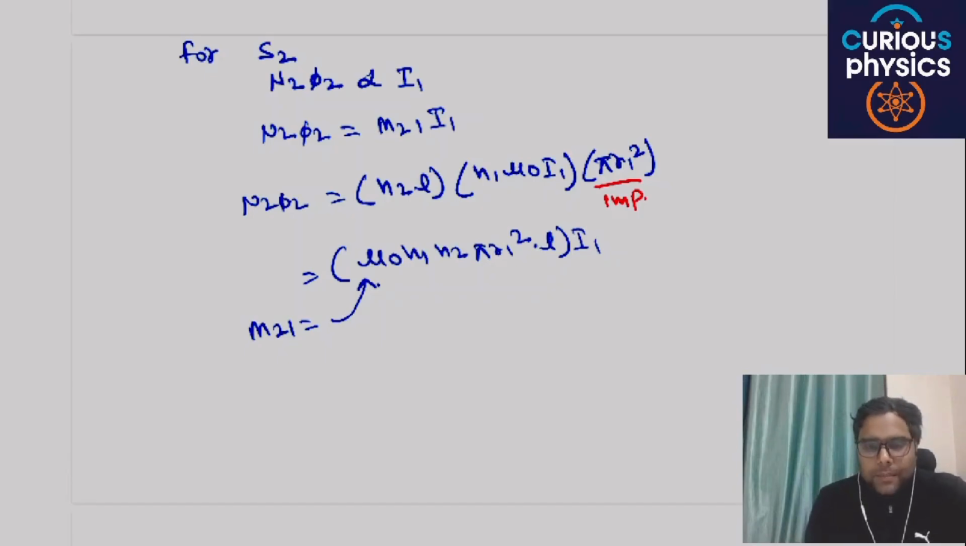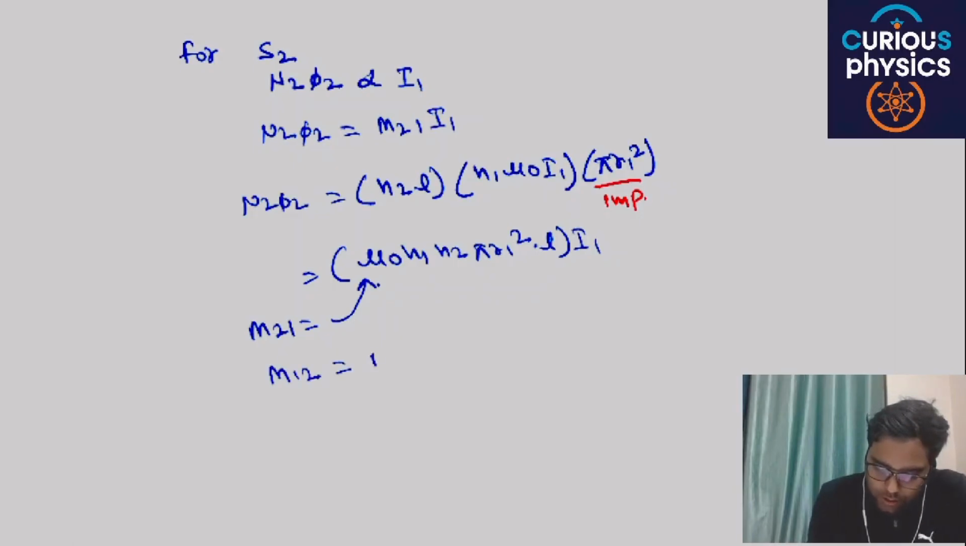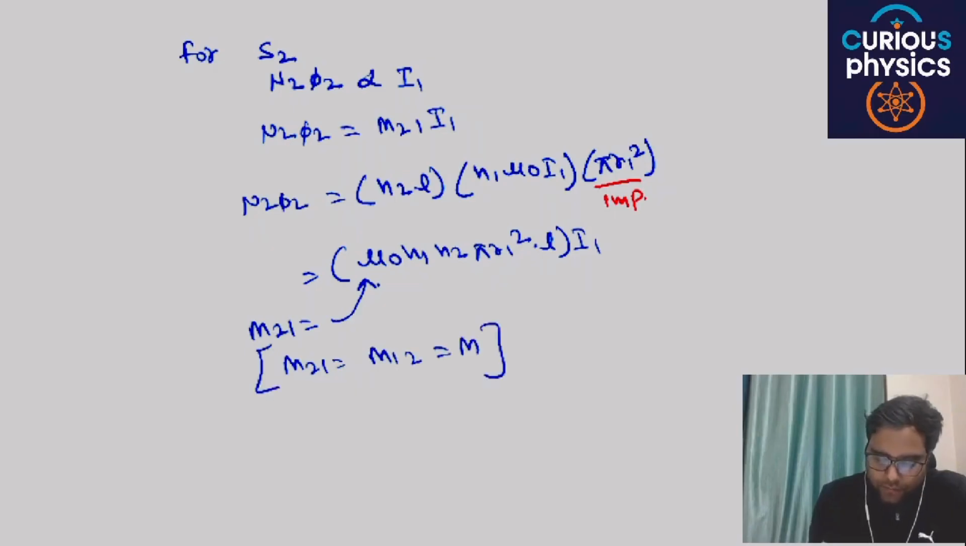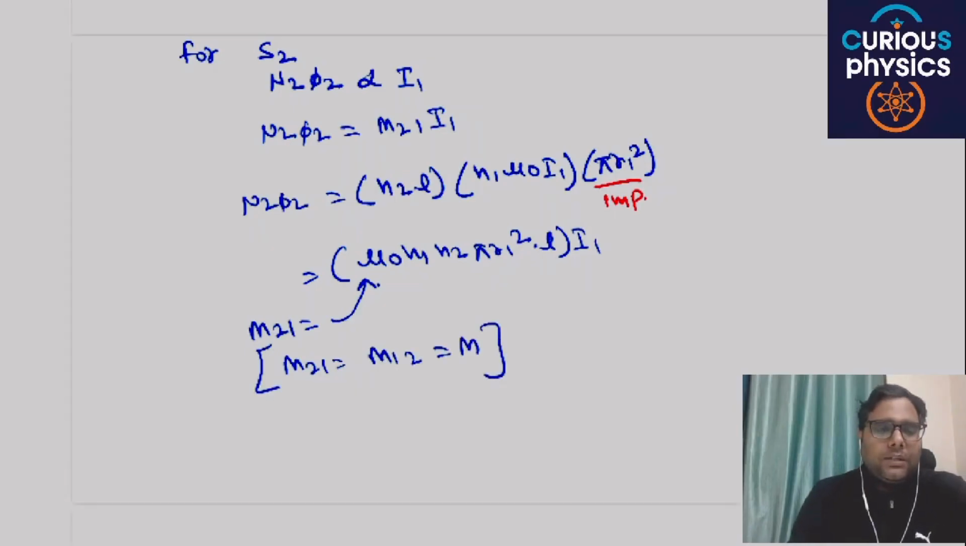This is the basic conceptual clarity that should be in your mind, why we have written pi r1 and all the basic things. So here M12 is equal to M21, we can say M. The value is the same. M21 is equal to M12 is equal to M. The value will be the same. Are you able to understand my point or not?